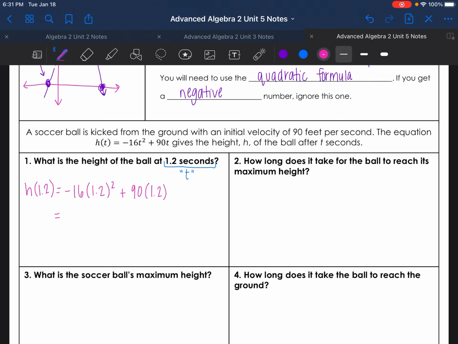I would recommend using the store button on these. So I'm going to type in 1.2, hit the store button, and then put x, because we use x for everything. And then I'm going to type -16x squared plus 90x. And I get 84.96. And this is feet.